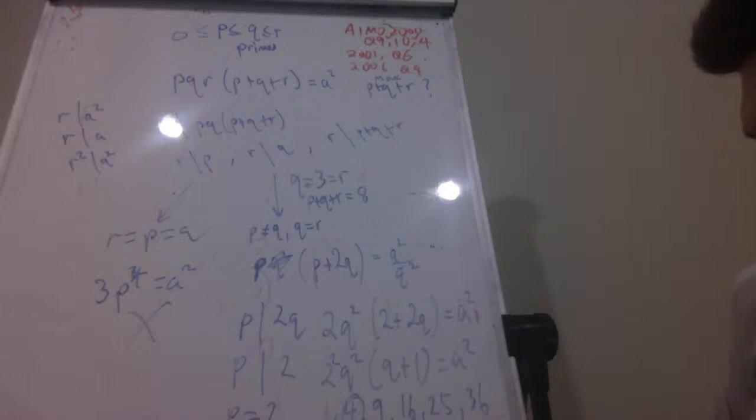I mean, what other squares are there? It has to be these even ones, right? Because the odd ones are not going to be working. 9, 64, 63 is not prime, right?